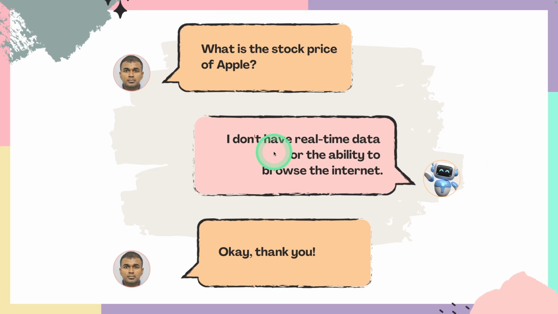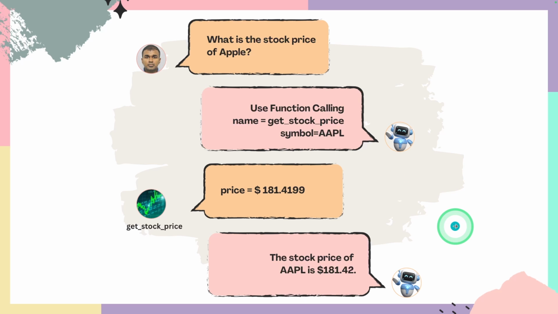I don't have real-time data or the ability to browse the internet. But imagine you have a tool which can get the stock price in real time. How can you integrate that tool with Mistral? That's when we have function calling.